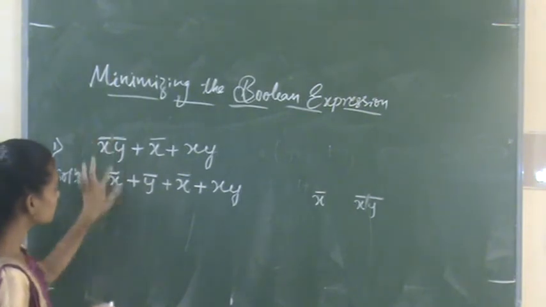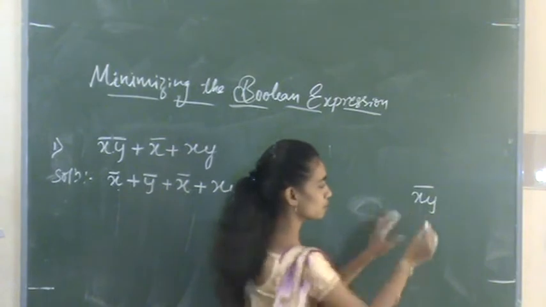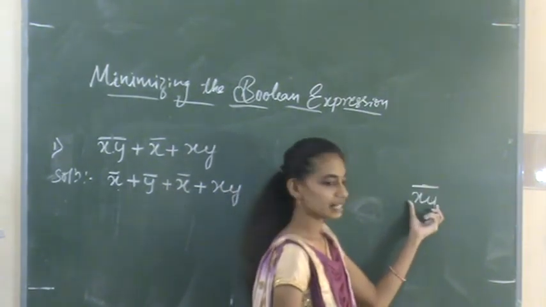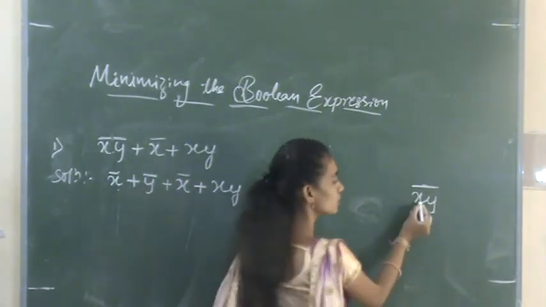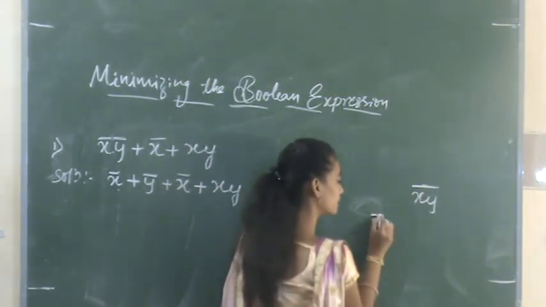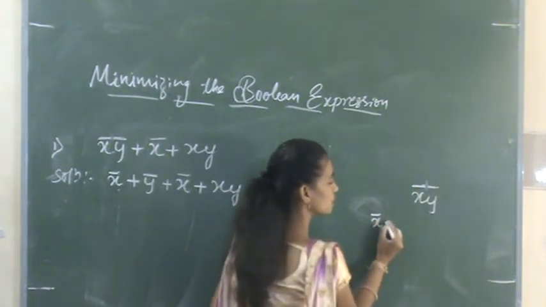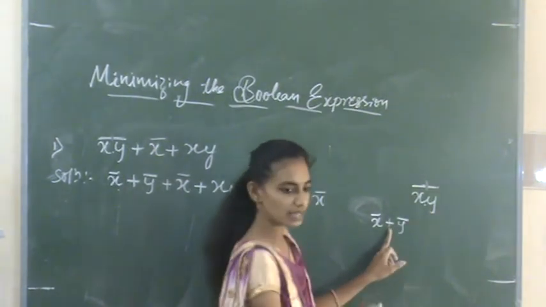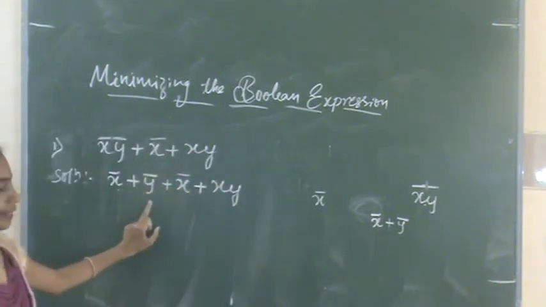So why am I splitting this? We are applying the concept of duality, the complementative concept. That's why we are splitting the bar: if the term contains a bar, this bar will be applicable for each and every variable present in the term. Okay, so this bar is applicable for x and then y also. If I break that bar, this becomes x bar plus y bar. So this multiplication sign changes to plus. Okay, so that's why I am writing like this.